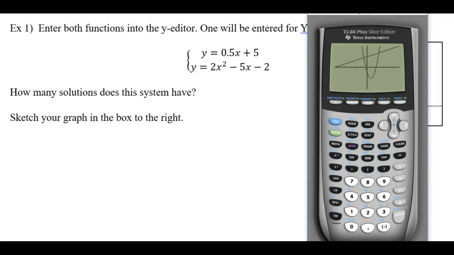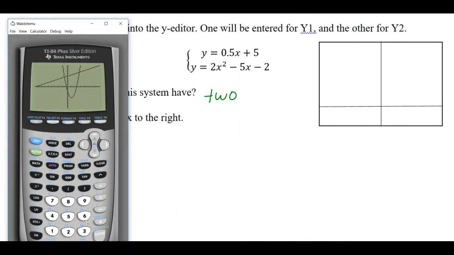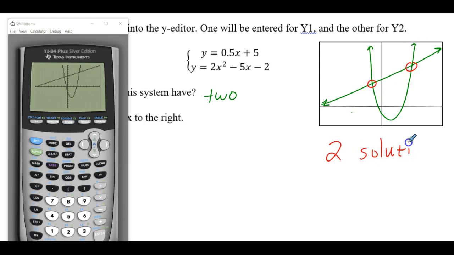Is our window fine here? Yeah, it's actually perfect. So how many solutions do we have to answer the question? 2. There are 2 solutions. It says go ahead and sketch the graph onto your page, so you have a copy of the notes. It doesn't have to be anything special. We have a parabola, and we can see that there are 2 intersection points, so we know that there are going to be 2 solutions. Just copy over what you see.